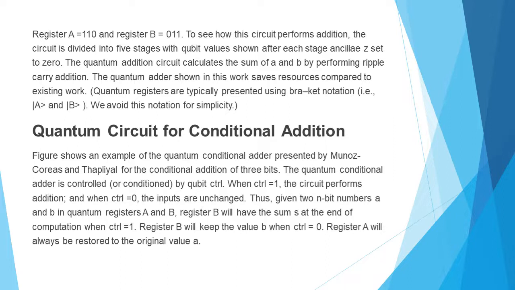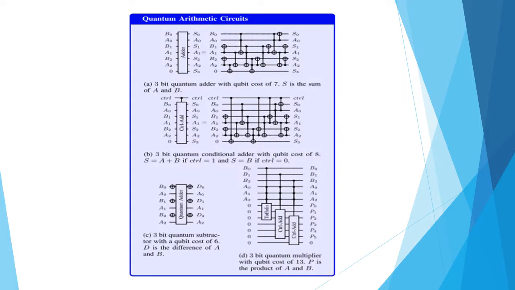Thus, given two n-bit numbers A and B in quantum registers A and B, register B will have the sum S at the end of the computation when control equals 1. Register B will keep the value B when control equals 0. Register A will always be restored to the original value A. Here is the diagram for quantum arithmetic circuits. You can see the quantum arithmetic circuits structure.